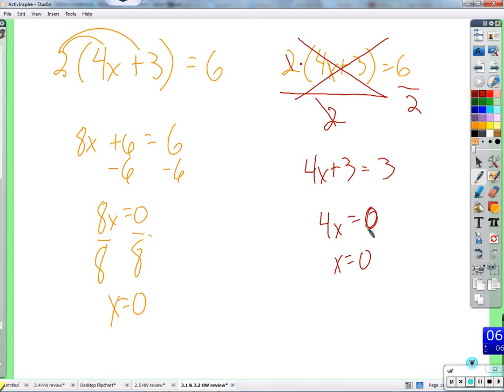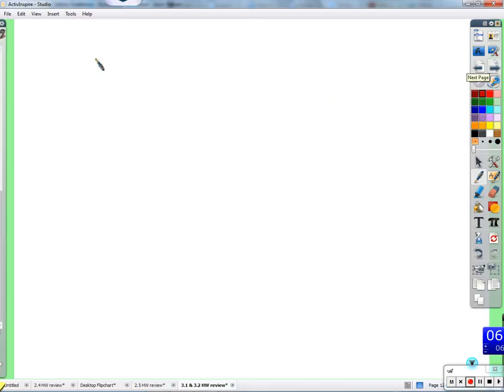Would that work for everything? Well, yeah, let's look at this one. 3 times x plus 4 equals 27. Let's just do it both ways. I mean, if you ever want to know, can I do that, just try it both ways and see if it comes out the same.